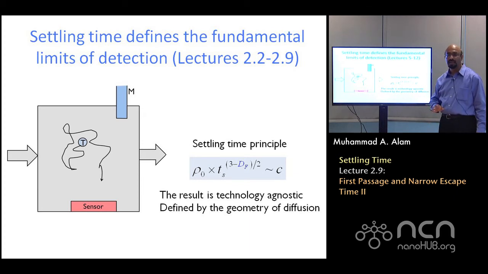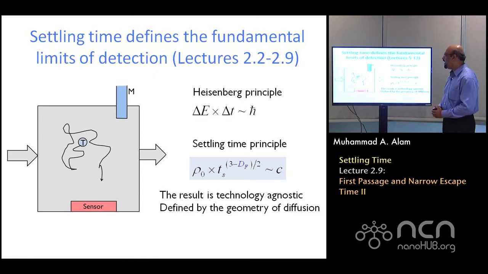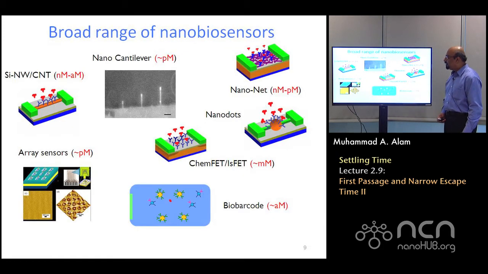This is a result that is true in general, and in that sense it has similarity with Heisenberg's principle: the longer you are willing to wait, the more precisely you can measure a quantity. The longer you are willing to wait, the lower the density that you can measure. Now that allowed us to essentially organize a broad variety of nanobiosensors that have been reported in literature.